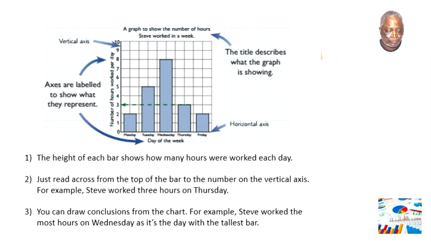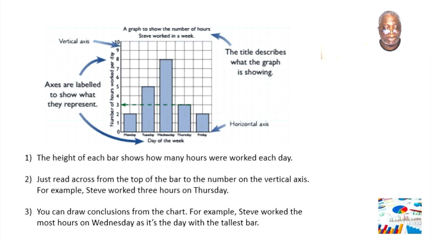So let's look at the description. The height of each bar shows how many hours were worked each day. Number 2, just read across from the top of the bar to the number on the vertical axis. For example, Steve worked 3 hours on Thursday. You can draw a conclusion from the chart. For example, Steve worked the most hours on Wednesday, as it's the day with the tallest bar.